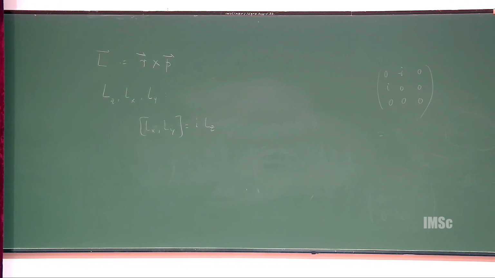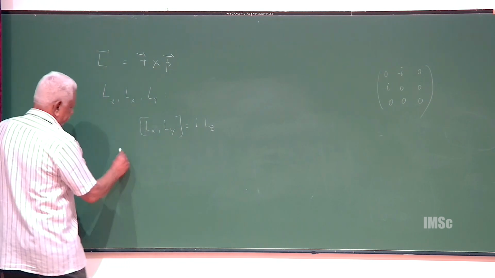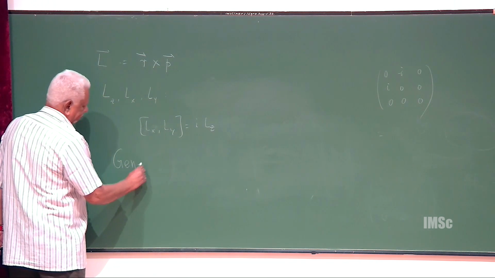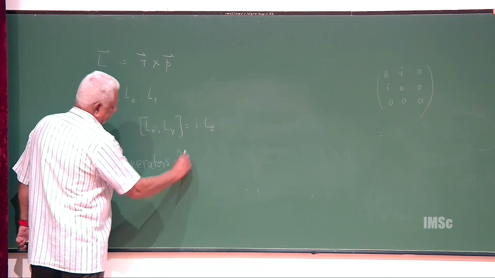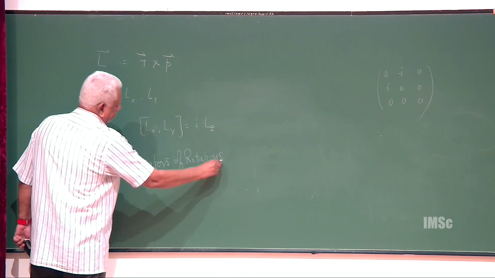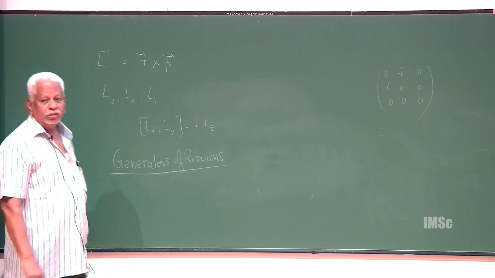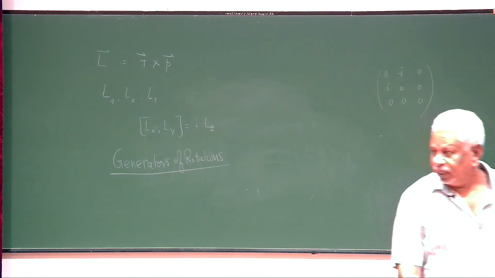That is what you are doing. So, that is why these objects like Lx, Ly, Lz or L, which I have written down, they are all generators. They are all called generators of rotations. Okay? Is the meaning clear?